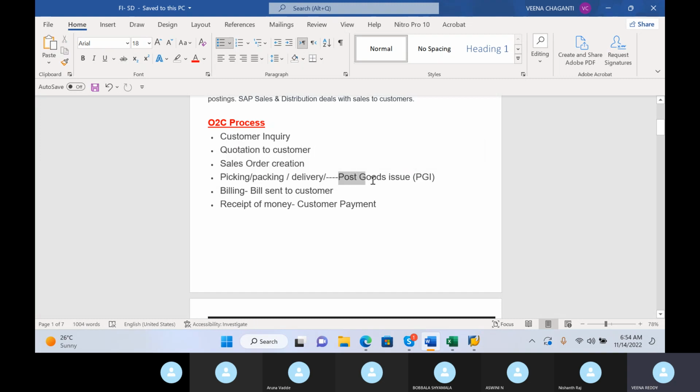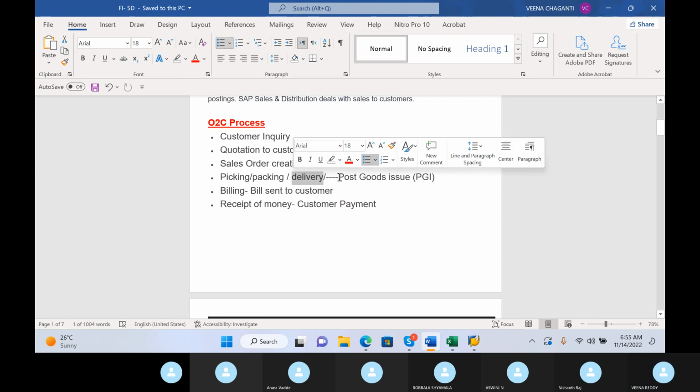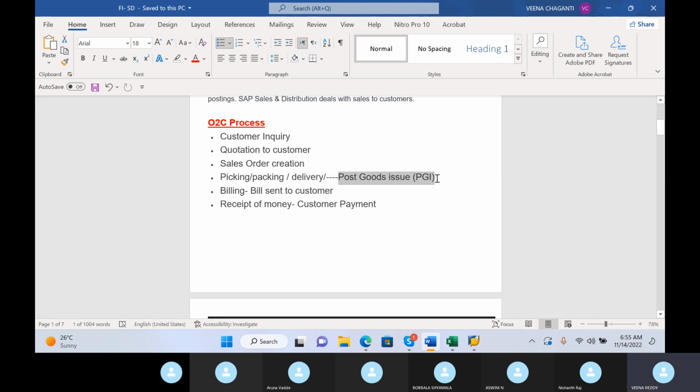Then they will prepare a PGI, post goods issue. After they send the delivery to the customer, they prepare a PGI in our system. This is the post goods issue. And coming to billing, after PGI in our system we will prepare the billing.